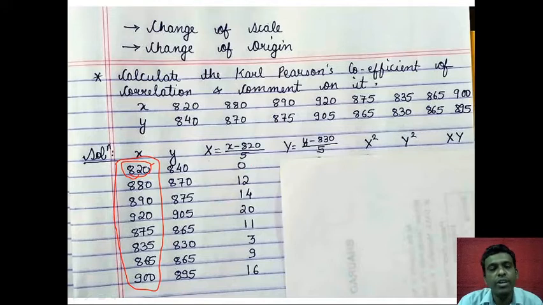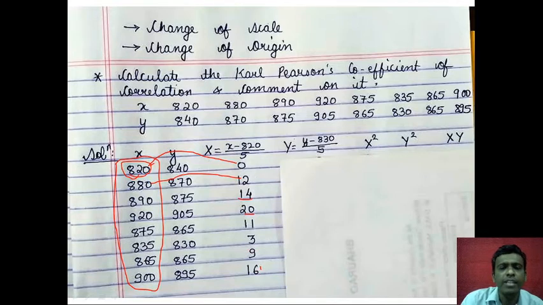So subtract 820, you will get 0, and 0 divided by 5 is 0. 880 minus 820 is 60, divided by 5 is 12. Similarly, 890 minus 820 is 70, divided by 5 is 14. 920 minus 820 is 100, divided by 5 is 20, and so on. So all these values you will get.